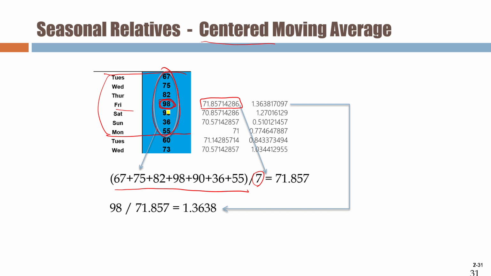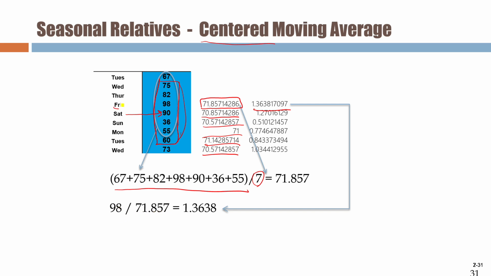And then you calculate the 70.85 in this way. You average from here to here, so Saturday is the center, and you just calculate the average of these numbers. That's the 70.85, and you keep moving down and calculating. So how did you get this number? It's the 98 divided by 71.857.